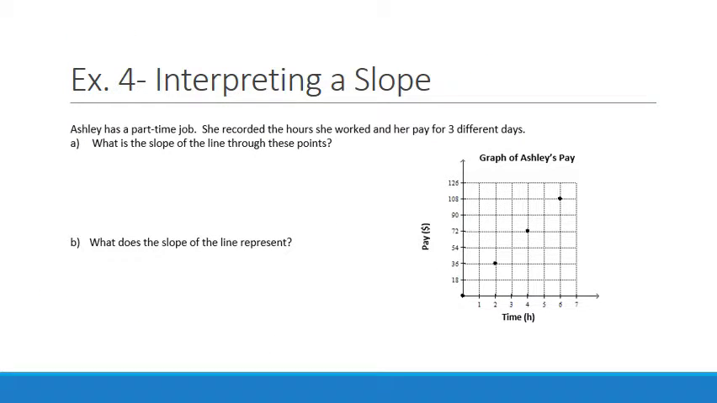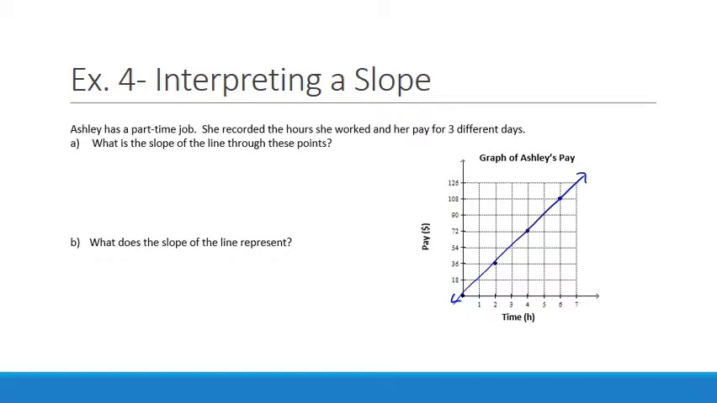All right, our final example. Let's interpret a slope given a graph. So Ashley has a part-time job. She recorded the hours she worked and her pay for 3 different days. A, what is the slope of the line through these points? Okay, so you can see that there isn't a line. So if there's not a line, we'll just draw it ourselves. Holy, I'm not using a ruler, people. That was pretty darn straight.